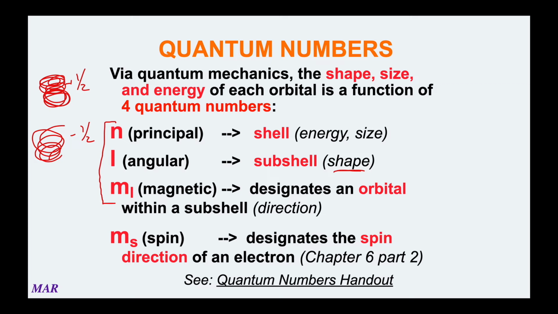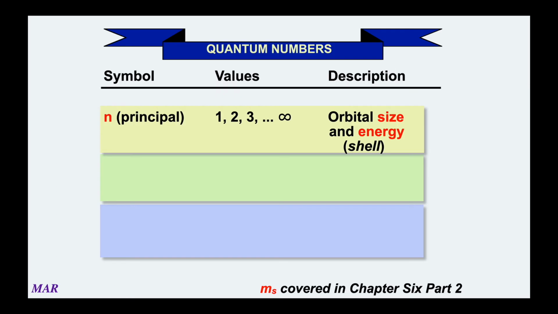The quantum numbers handout, which is in the companion or on the website, might be helpful. It's an overview of the n, m sub l, and I believe m sub s quantum numbers. So it might help you while going through this if you get confused or if this stuff is brand new to you. Here's a little bit more breakdown on n, l, and m sub l.